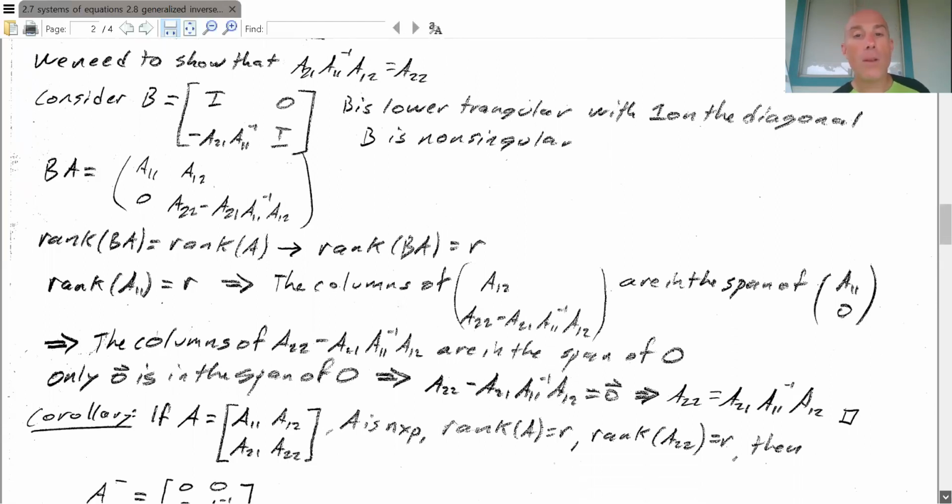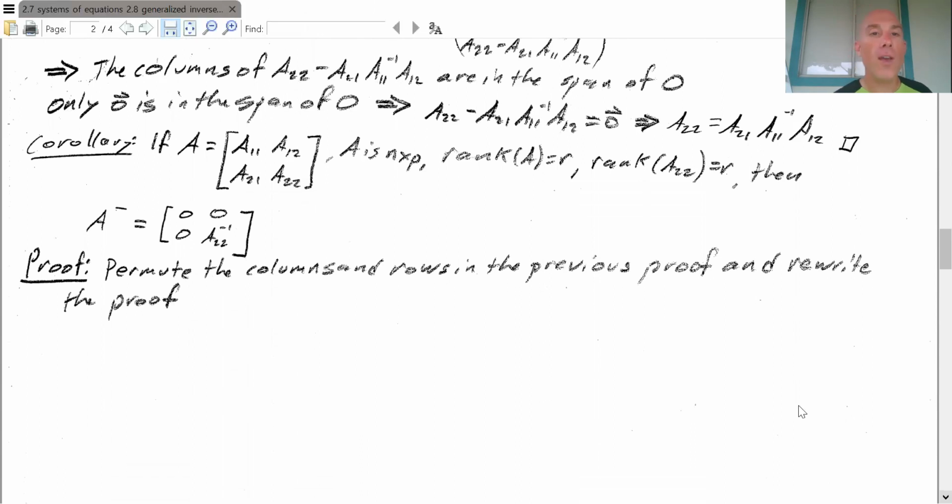All right, and we get a corollary from this for free. Corollaries are free things we get for our troubles. If A is equal to the same block form, A is n times P with rank R, and we say that A22 is rank R also, then my generalized inverse is going to be of this format. Okay, so it doesn't matter which block we're dealing with, I just need one that's full rank. Now to prove this, we just rewrite the rows and columns in the manner that we did previously, and it just works out easy peasy lemon squeezy.